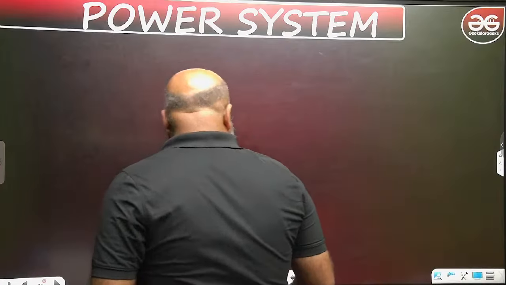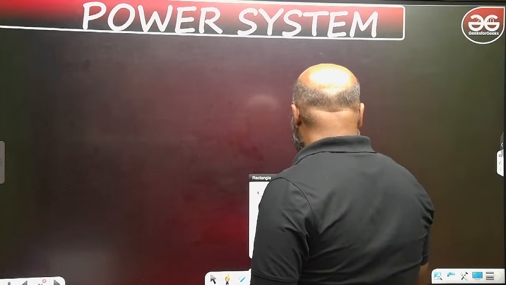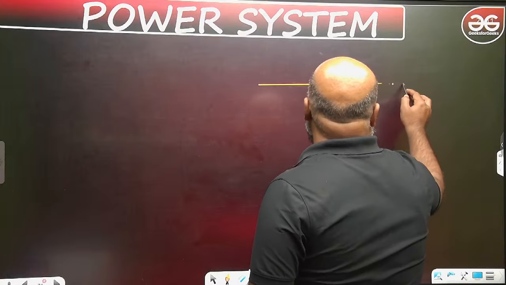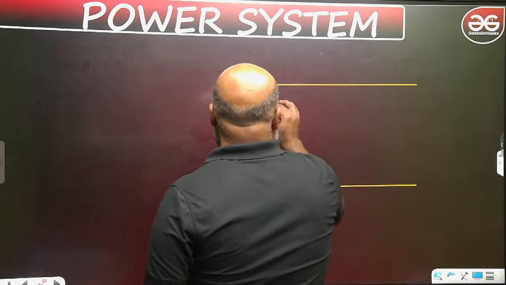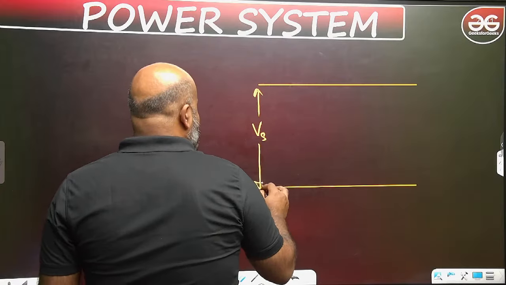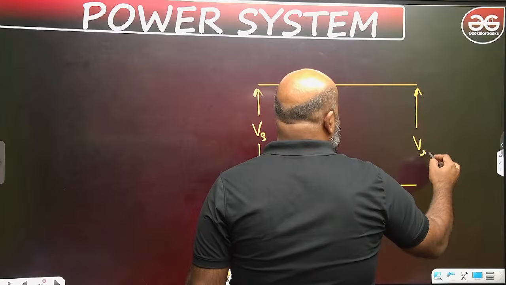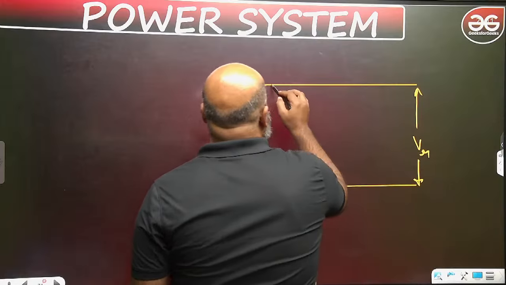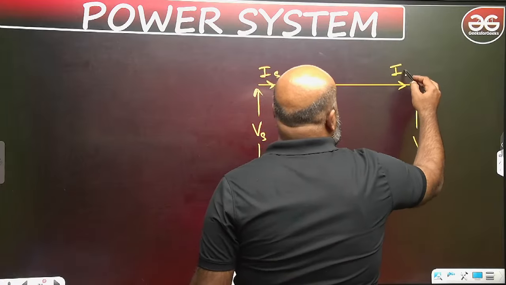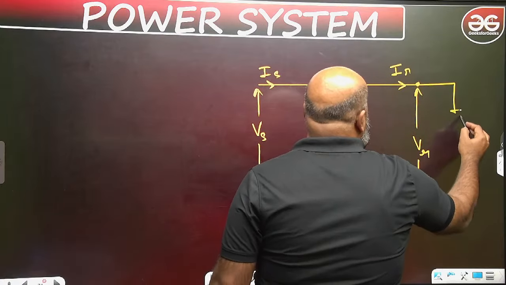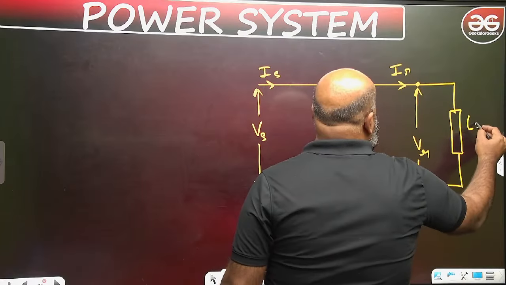We want to see how your short transmission line is going to look. So it is simply like this. This is going to be your sending end voltage. This is going to be your sending end current, receiving end voltage, and receiving end current. This is how we are connecting the load. This is the load.